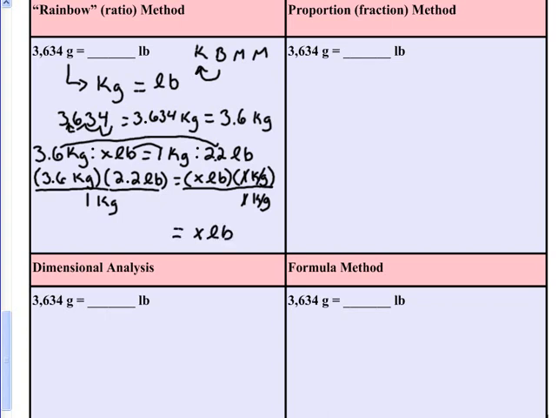On the left-hand side, only the unit kilogram cancels, and we can then multiply 3.6 times 2.2 and divide by 1 to find our number of pounds. When you use your calculator, you end up with 7.92 pounds. However, we will round this to the tenths place, so we find that 3,634 grams is equivalent to 7.9 pounds.